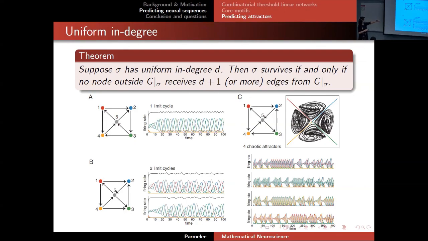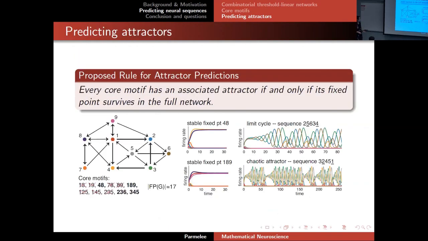So then in this last one with the 4 chaotic attractors, there's no node outside of each of these 3-cycles that receives 2 edges from the 3-cycle. So all of them survive. And we don't know a lot about what makes these chaotic attractors. Like, why aren't they just 4 nice limit cycles like this? We have some sense that if you have too much overlap between your attractors, then you get this chaotic behavior, but we don't have any way to predict when that's going to happen or how that works. Still open questions. Okay, so this is back to our original one.